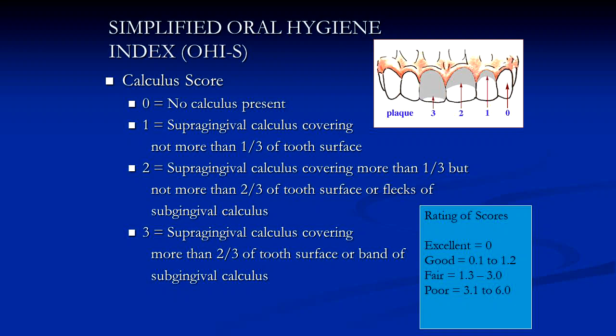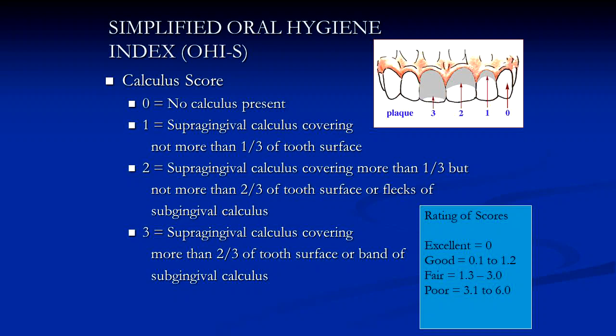So a 0 would be no calculus present. 1 would mean that there's supragingival calculus, but it doesn't cover more than 1/3 of the tooth surface, and so on. So you would get a debris score and a calculus score, and add them together for that tooth. You would do that for all 6 teeth, so then you would get a mouth score.